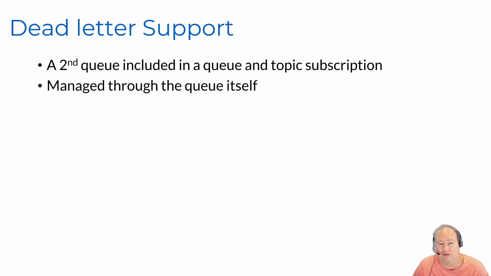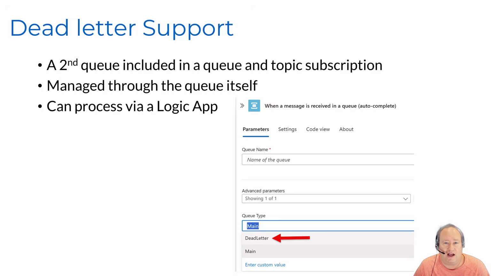These can be managed through the queue itself, so you can see the messages in the dead letter queue right in the queue, or you can write a logic app process or some other consumer to receive messages off the dead letter queue of your main queue or topic subscription. This way you can automate the support process of messages in the dead letter queue.